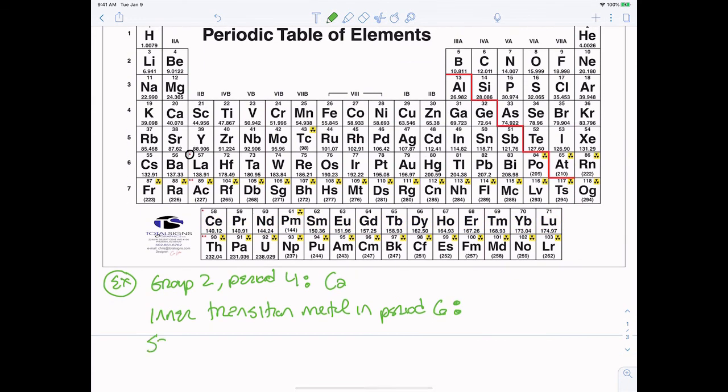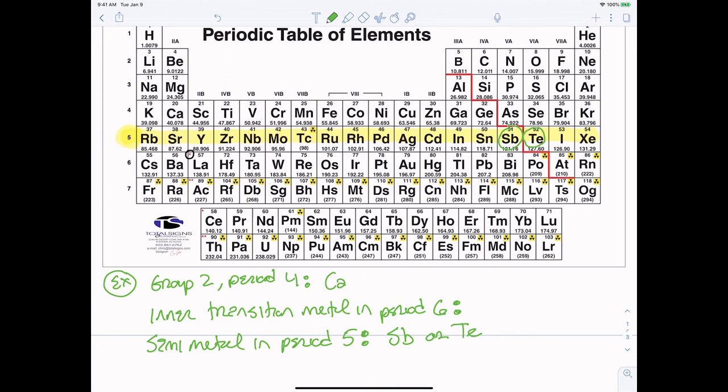How about a semi-metal in period 5? So what do you guys think? An example of a semi-metal in period 5. Yeah, so again, remember periods are my rows. So this is period 5. And then remember, semi-metals are the ones that are along that zigzag line. So I can pick antimony or tellurium. Either one of those would be correct.